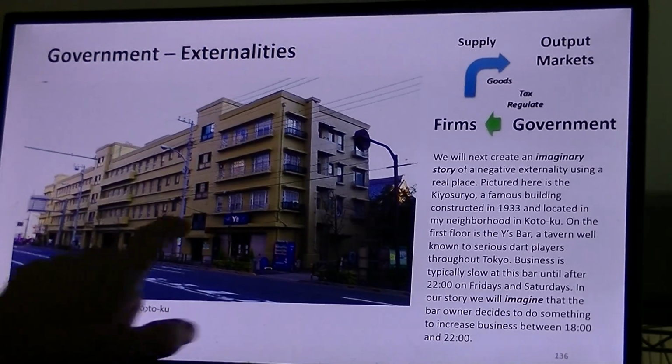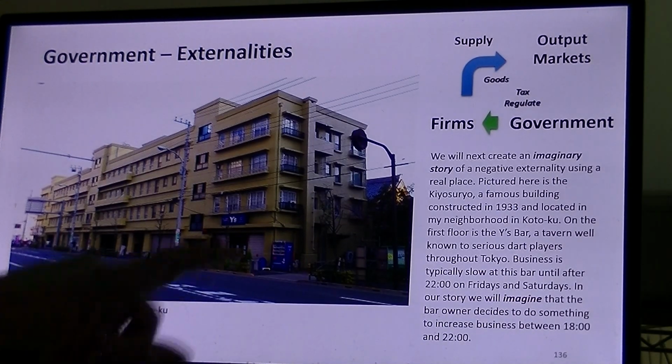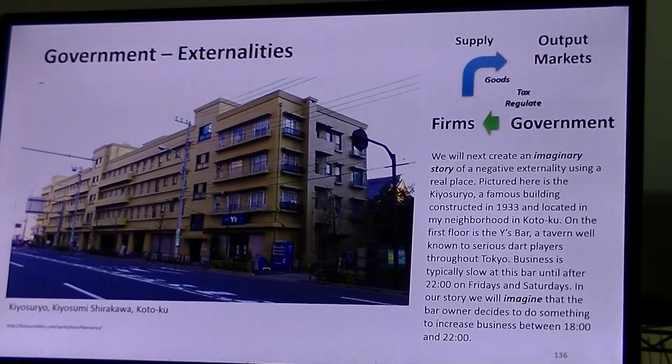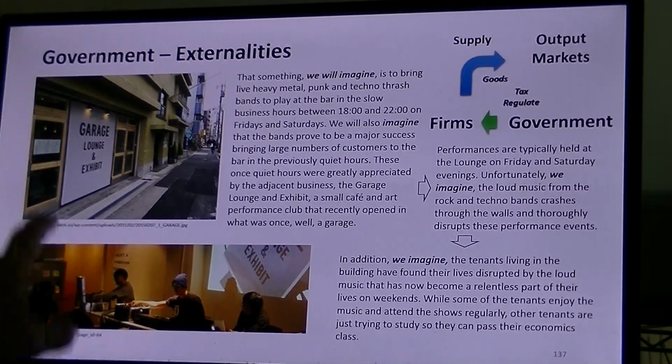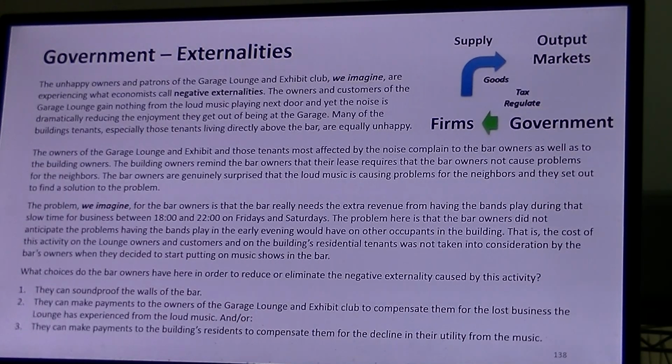This is housing. It's dormitory housing. Let's say that there are students that are trying to study, people that are going to the lounge exhibit. This would be what the economists call negative externalities.